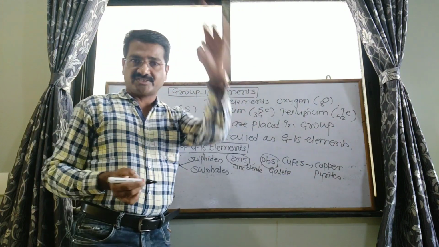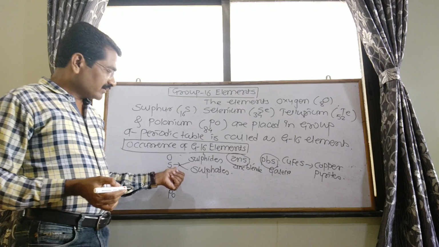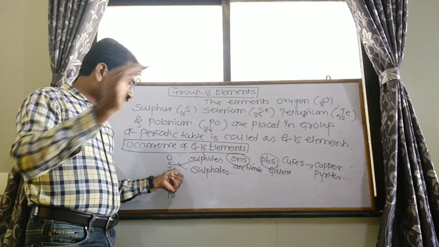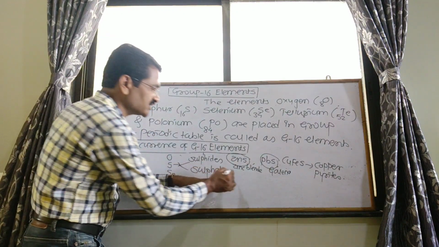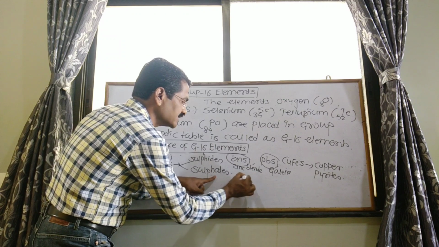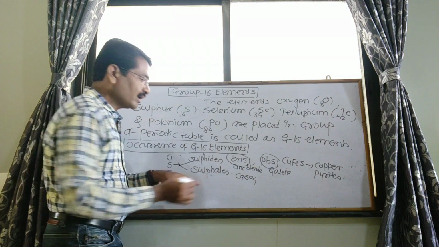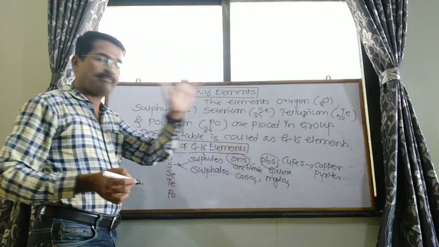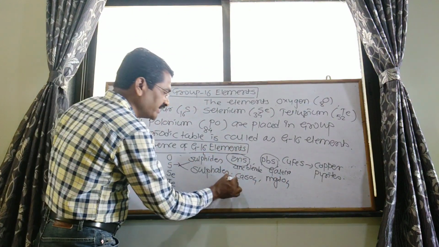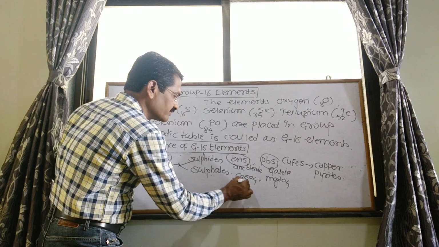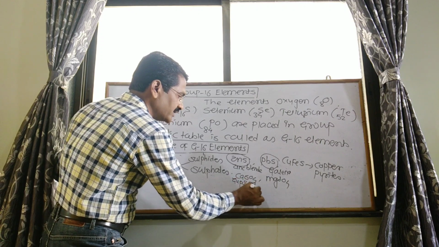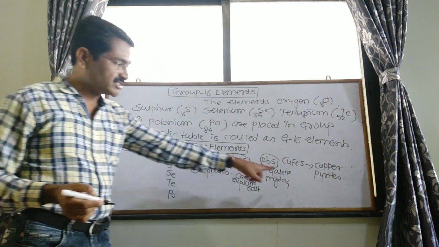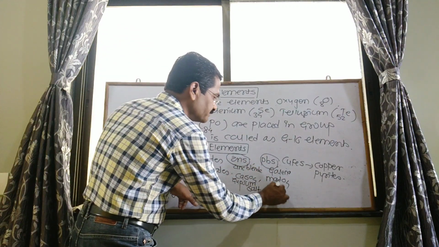Sulfur can occur in the form of sulfates such as calcium sulfate and magnesium sulfate, MgSO4. Calcium sulfate is called gypsum salt, and magnesium sulfate is called Epsom salt.